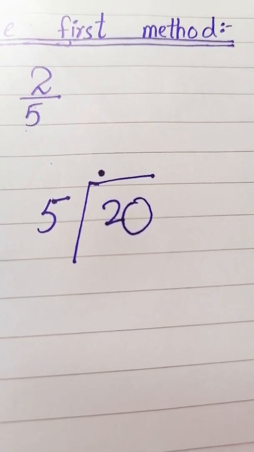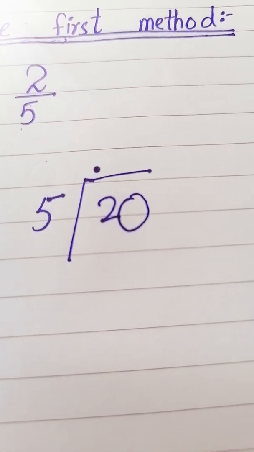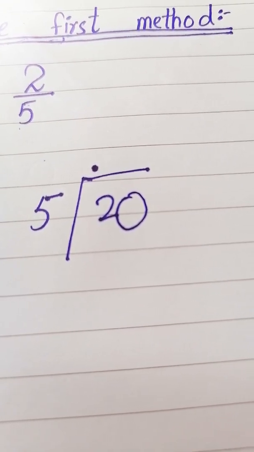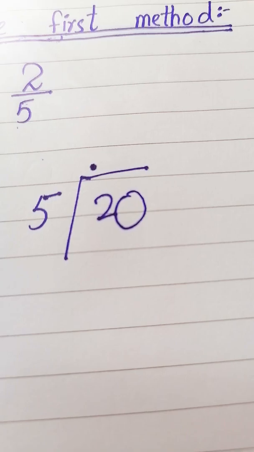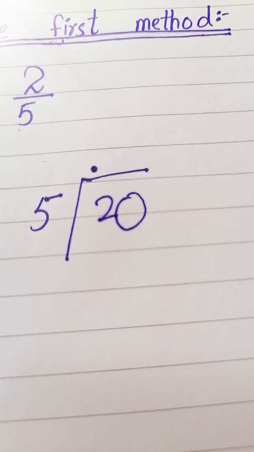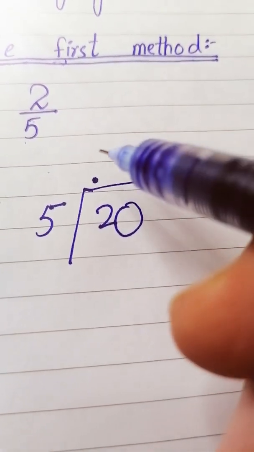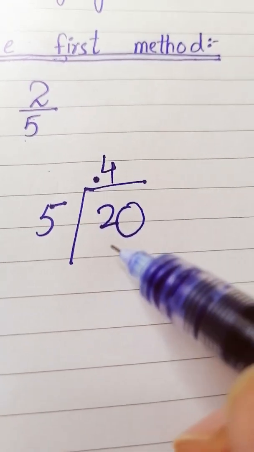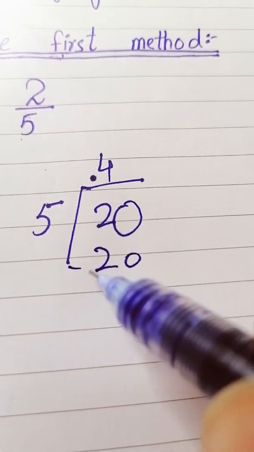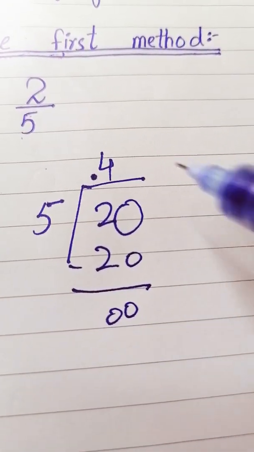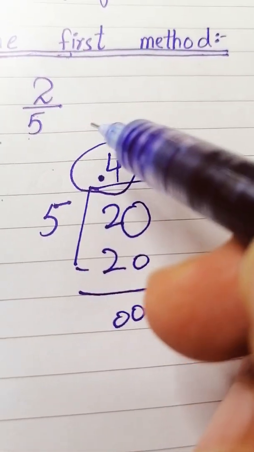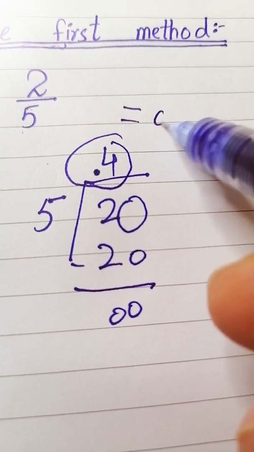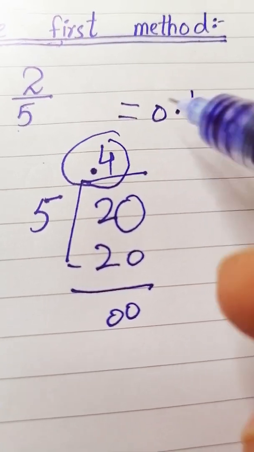Now read the multiplication table of 5 and tell me how many 5s we have in 20. 5 times 1 is 5, 5 times 2 is 10, 5 times 3 is 15, and 5 times 4 is 20. It means we need to do this. So I got the answer, the remainder is 0. This is 0.4, which means 2 by 5 is equal to 0.4 in decimal.